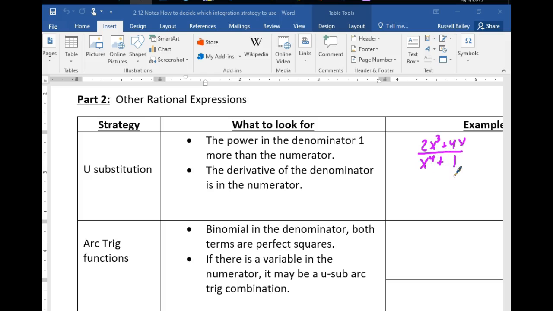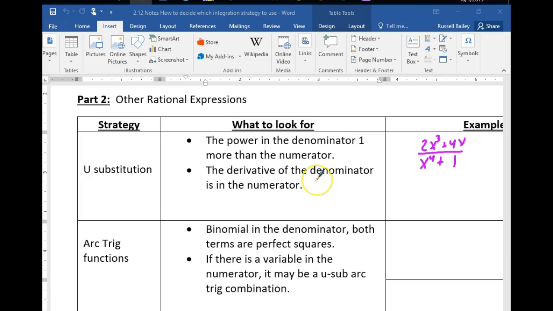Good. Okay. So it fits the rule, right? We have a power of 4, and that's 1 more than the top. So I think you did a good job of identifying that. But that's not the right answer. Now let me tell you why. You ready? This is frustrating.